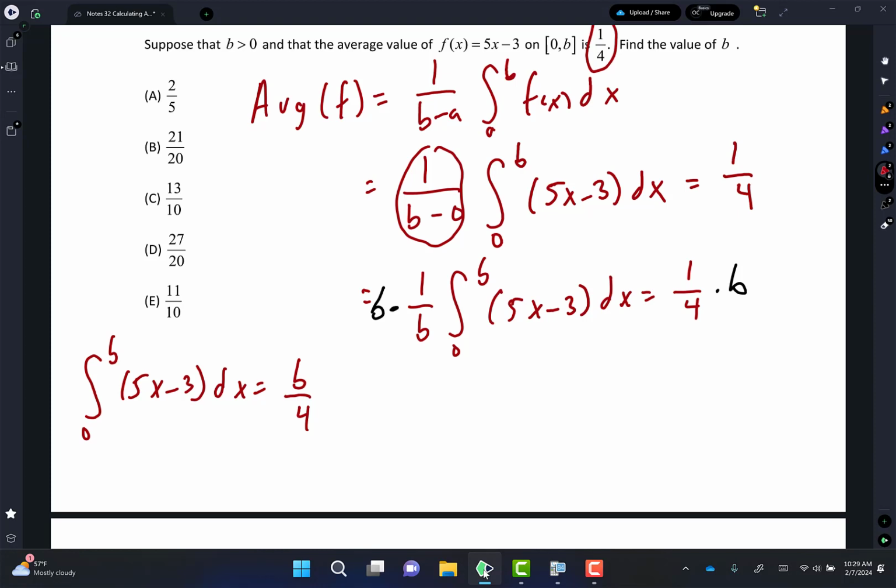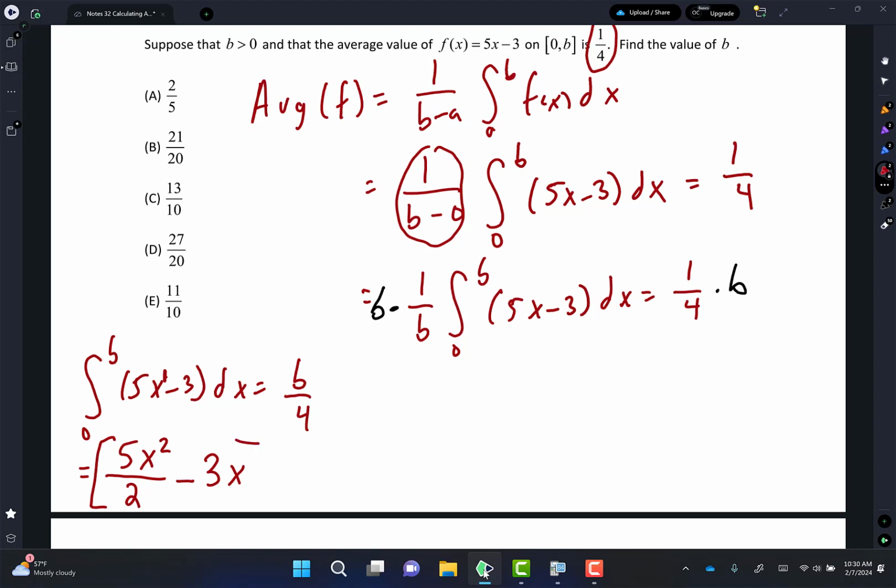Are we okay so far? All right. I'm going to do the antiderivative of 5x. You ready, Gian? Don't worry, no pressure. What is the antiderivative of 5x? What do I do to that exponent? Right now it's a power of 1. So perfect, 5x squared, and divide by 2. Minus, what's the antiderivative of 3? Perfect, you got it.